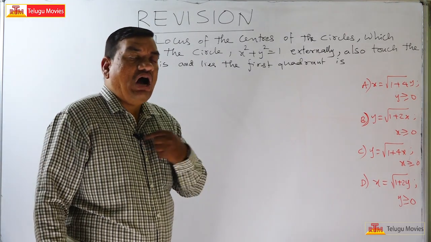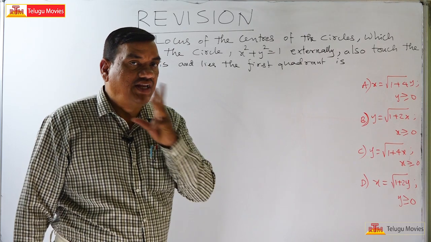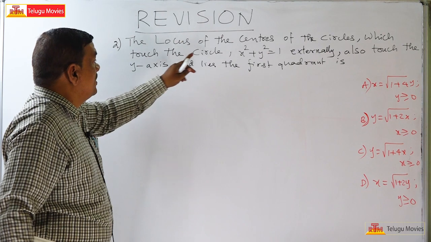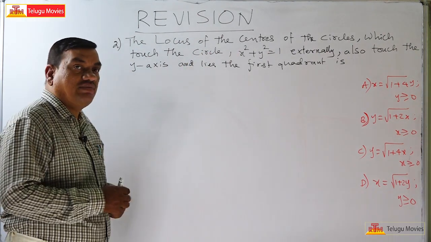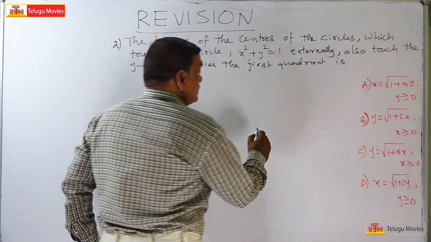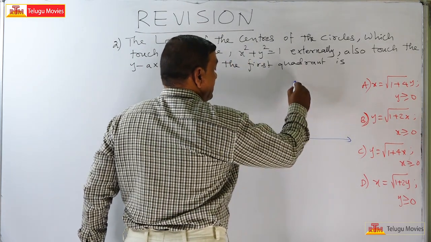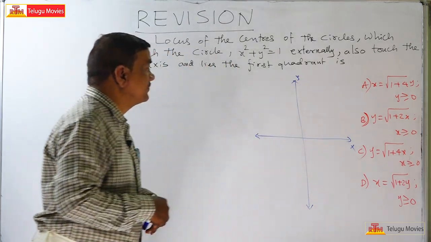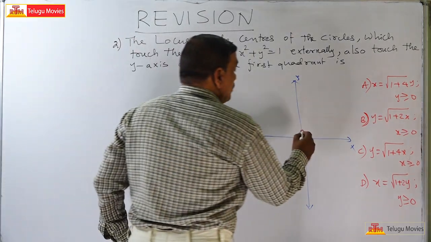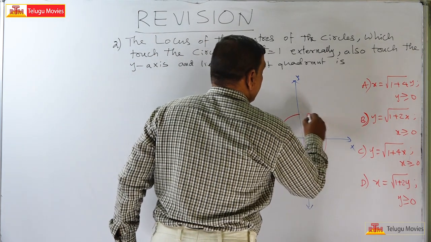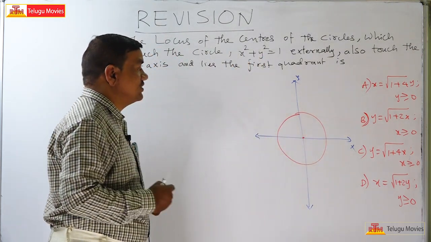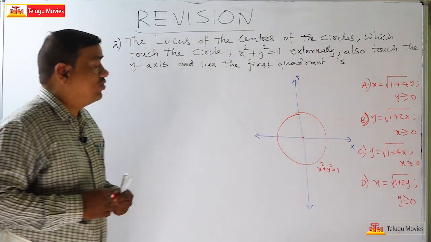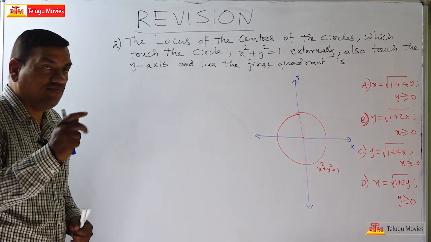Here our required circle is doing three major works. The first work is it touches the circle x square plus y square is equal to 1. That means this is the first quadrant, and it is the x-axis, y-axis, and x square plus y square is equal to 1. So this is the circle. We know that the center is (0, 0), radius is 1. That is the first term.